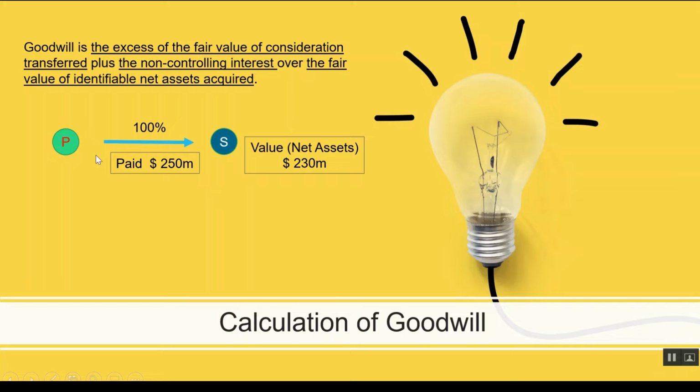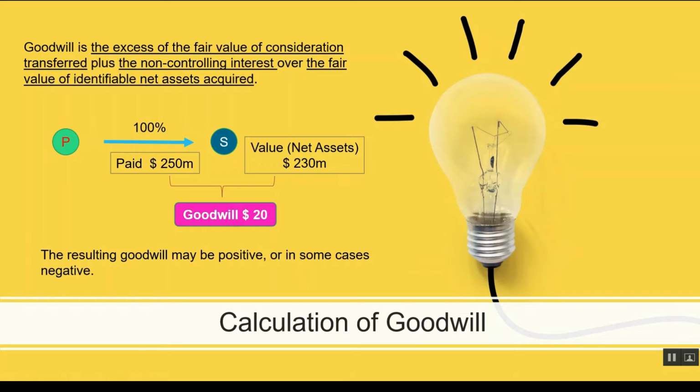So what is this difference? P has paid 250 to acquire 230 million. This is the excess amount over the fair value of identifiable net assets, which is known as goodwill. So $20 million is known as goodwill. Here, since it is a 100% acquisition, there is no non-controlling interest. Otherwise, the non-controlling interest has to be added along with the purchase consideration of 250 million to calculate the goodwill.